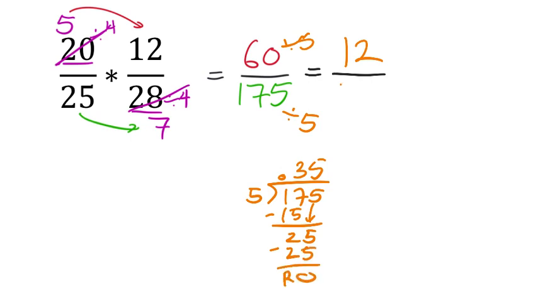So the denominator ends up being 35. And this would be considered fully simplified because I can't divide 12 and 35 by the same value. So that's its fully simplified answer.